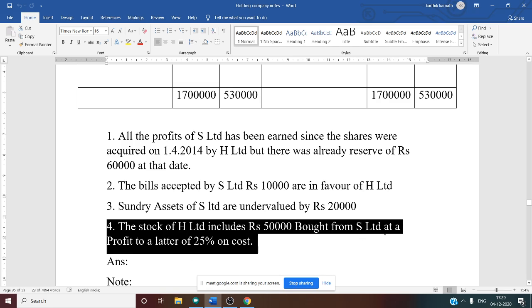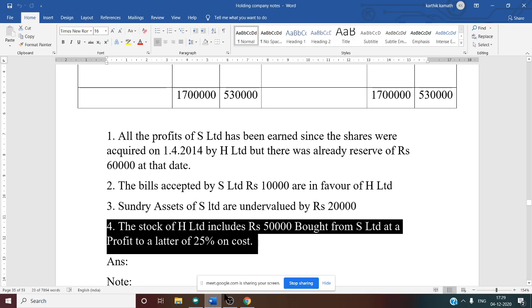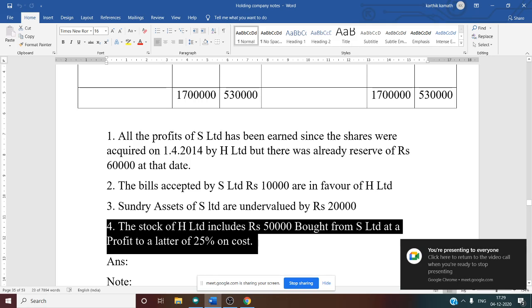So who is making the profit here? The subsidiary company is making a profit of 25% on cost. But we want selling price information. Here the cost price is given. We want the selling price. How to calculate the selling price?